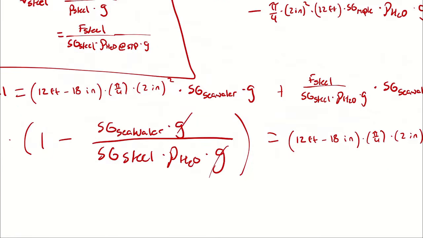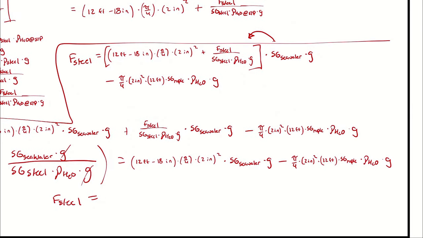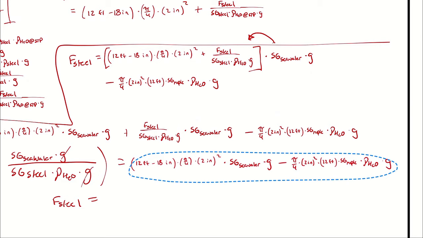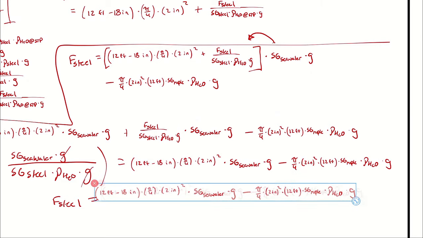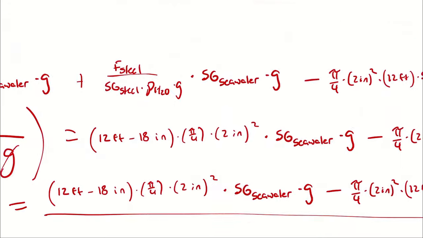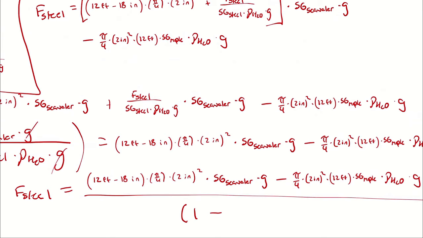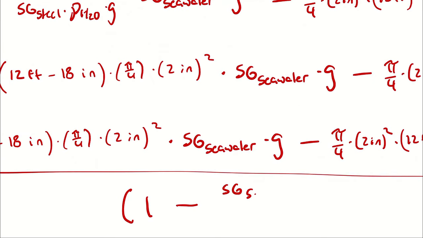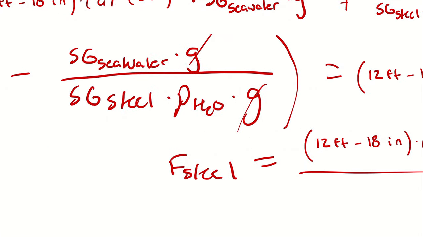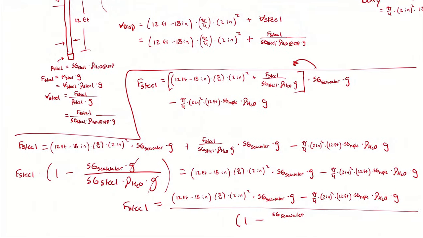So I can say F steel is equal to this whole statement divided by the quantity 1 minus specific gravity of seawater divided by the specific gravity of steel times the density of water.